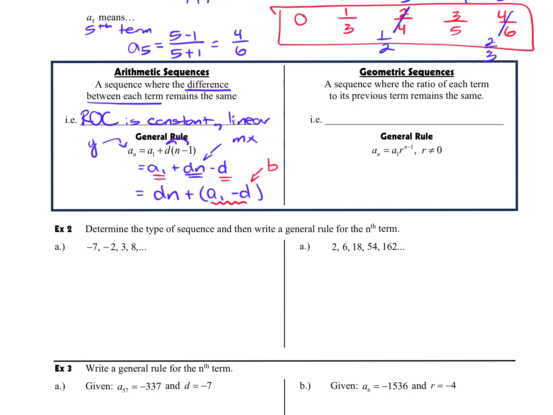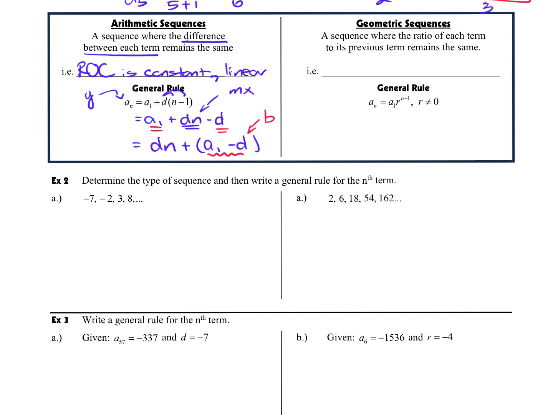So this formula is just the equation for a line, and we cannot emphasize that idea enough. So let's take a look. I'm going to come down here, and I'm actually going to work all the way down this side here to do all of our arithmetic rules simultaneously. So the first thing we would want to do on this one, where it says determine the type of sequence and write the general rule for the nth term.